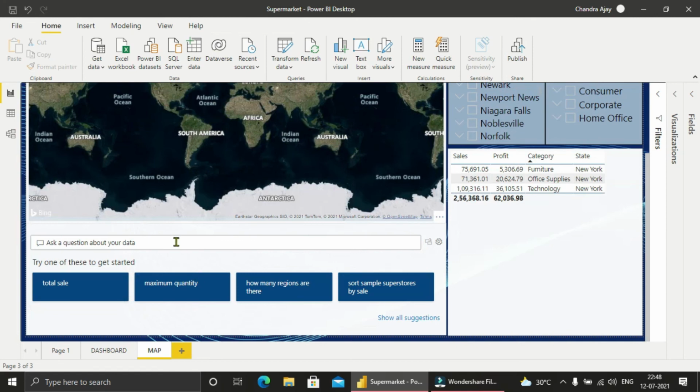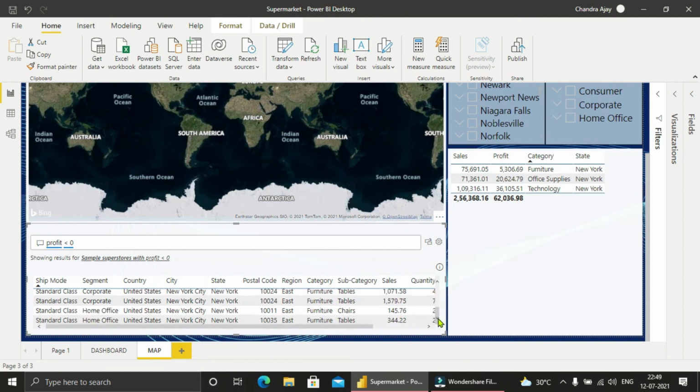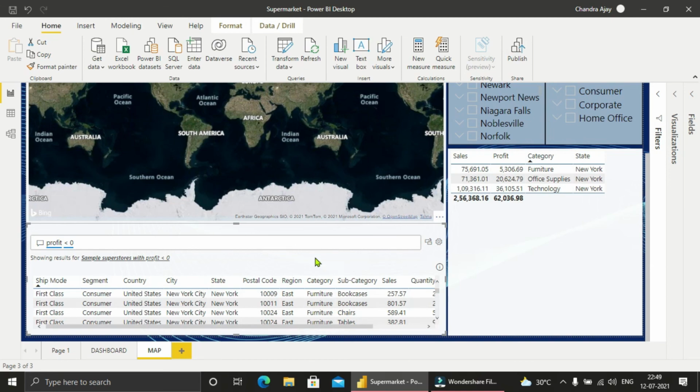And this is the question bar, where if you are stuck or not able to analyze the data further, you can analyze the data based on the recommendations. You can select either of these, or you can also type something related to profit less than 0, and present. So now we can see which are all the states where the profit is less than 0, and we can do more detailed analysis using this. So this is the end of task 4. Thank you for watching.